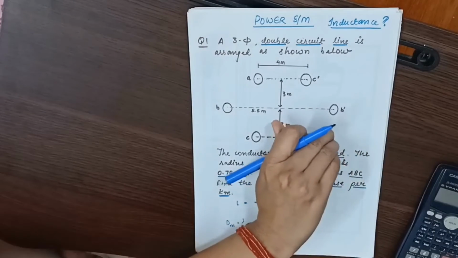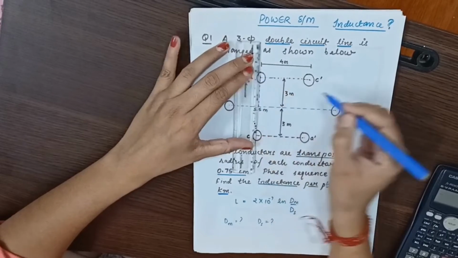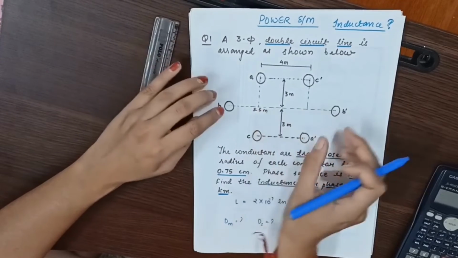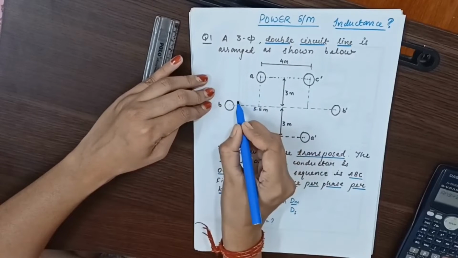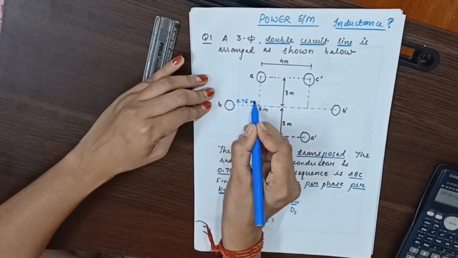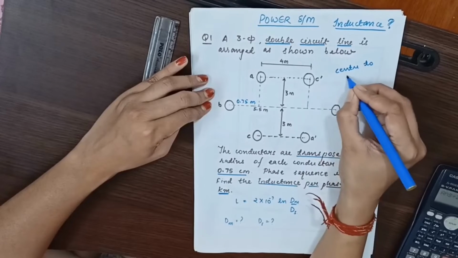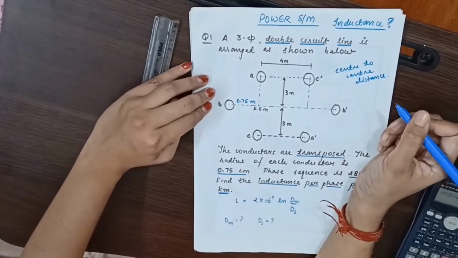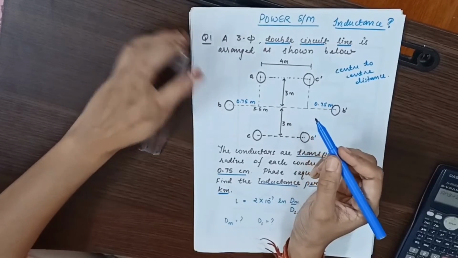Here this distance, A and C dash, is given as 4 meters. So the remaining distance will be 5.5 minus 4 divided by 2. So this distance is 0.75 meter, and the other point is that these are center to center distances, right? So we are calculating the distances from center to center. Due to symmetry it is 0.75 meter.